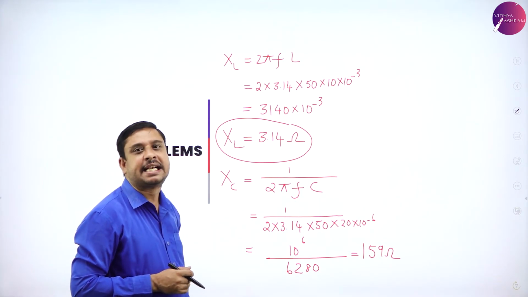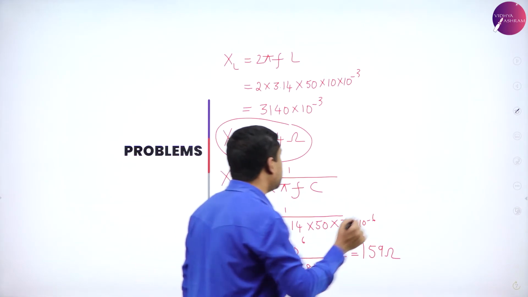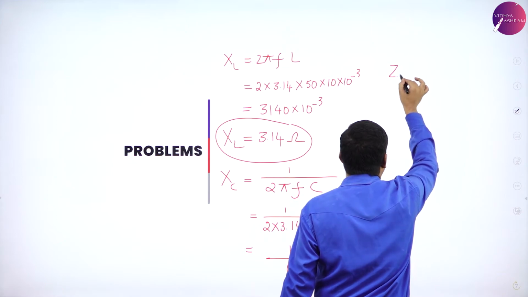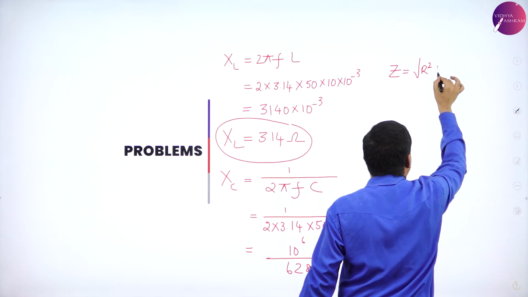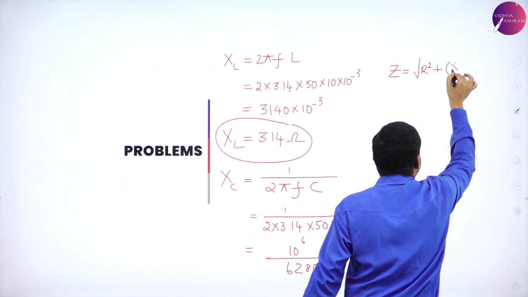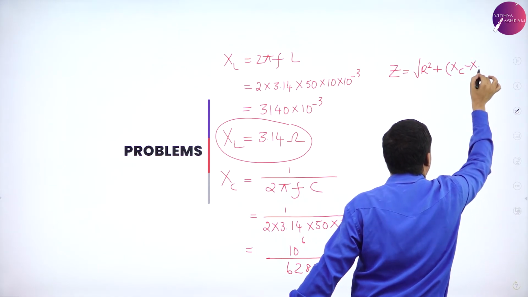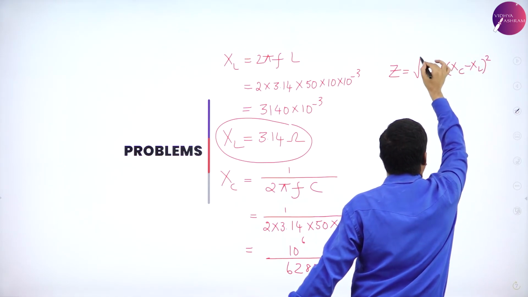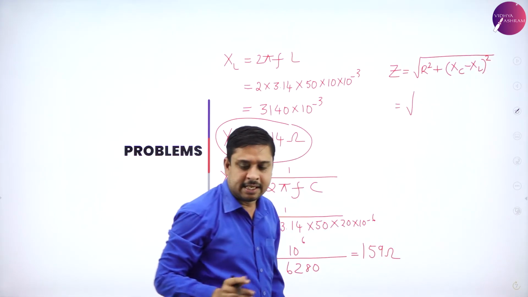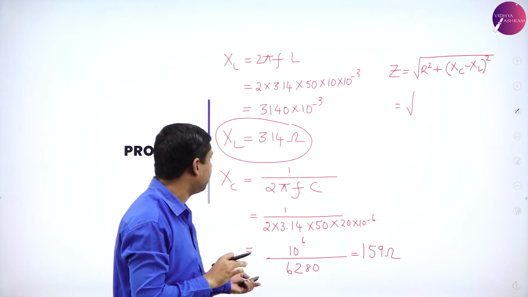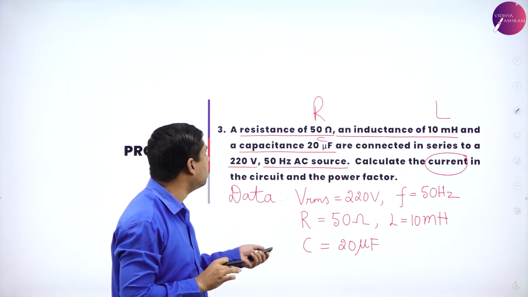Now impedance. All of us know. So Z is root of R square plus, since XC is greater than XL, XC minus XL whole square. So what is the value of R given? R turns out to be 50 ohms.